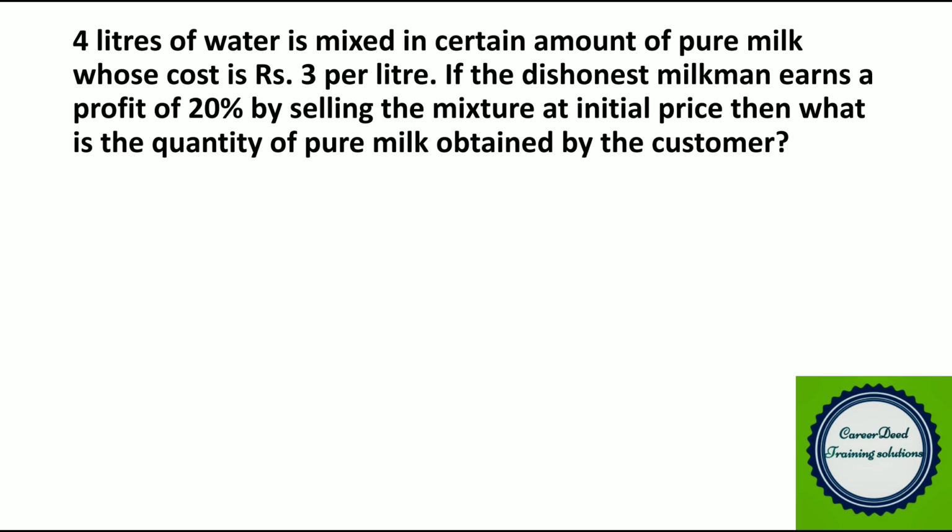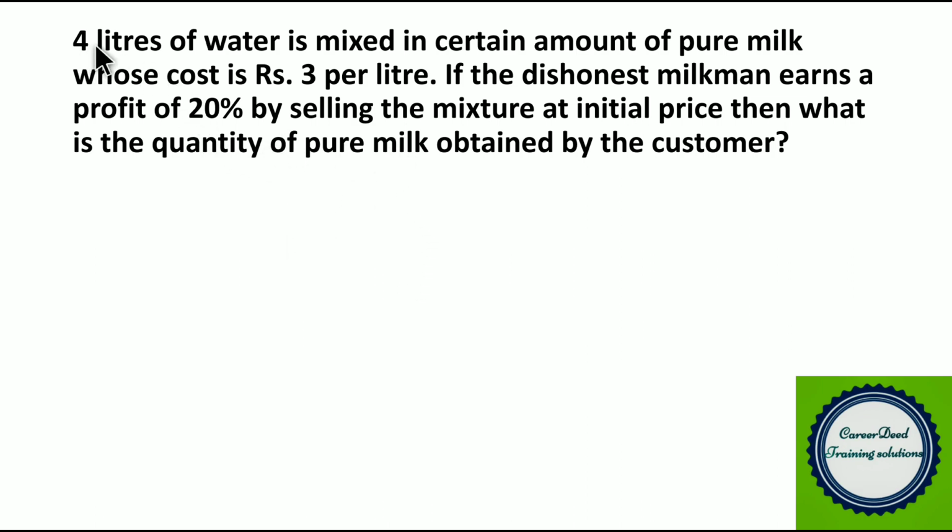Okay, now assume the scenario, the milkman has some liters of milk. He adds 4 liters of water in the milk and the cost price of each liter is 3 rupees, right? So the cost price of each liter of the milk is 3 rupees. And by selling the mixture, he gains a 20% extra. Now you have to find the initial quantity of milk in the mixture.